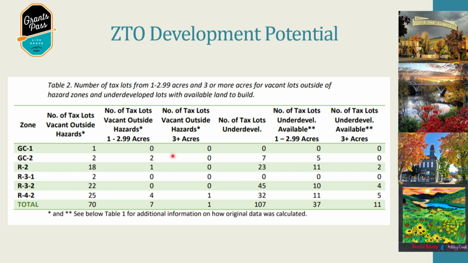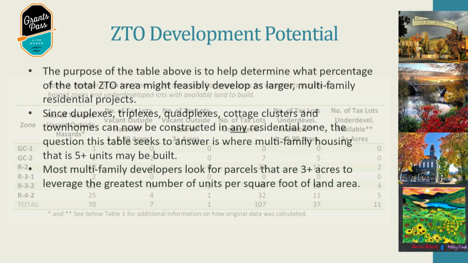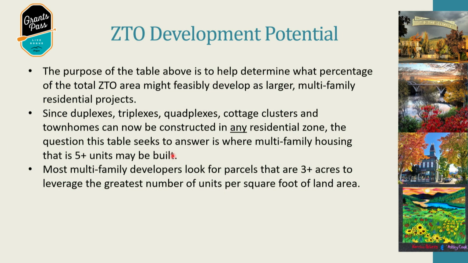So some of this is kind of moving us towards helping to lay the framework for what is the potential here, and where does the council want to go with the overlay. So I think I talked about most of this. That table is just to help you see what feasibly could develop as multifamily.